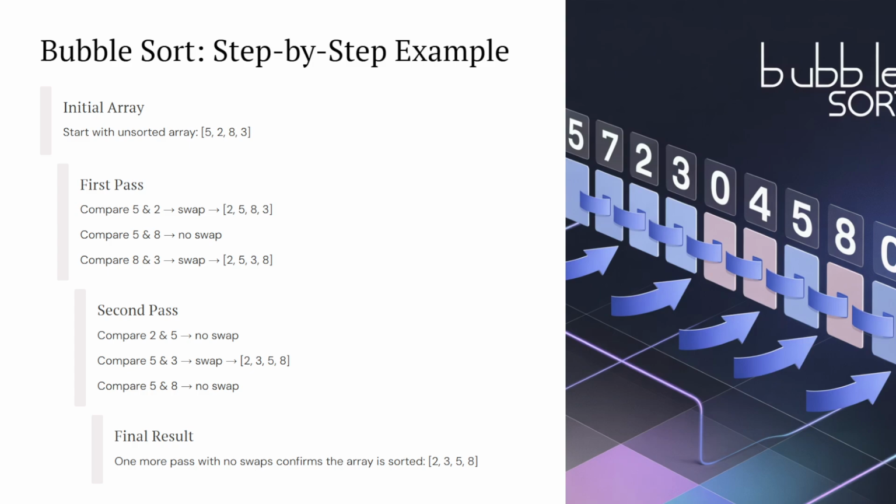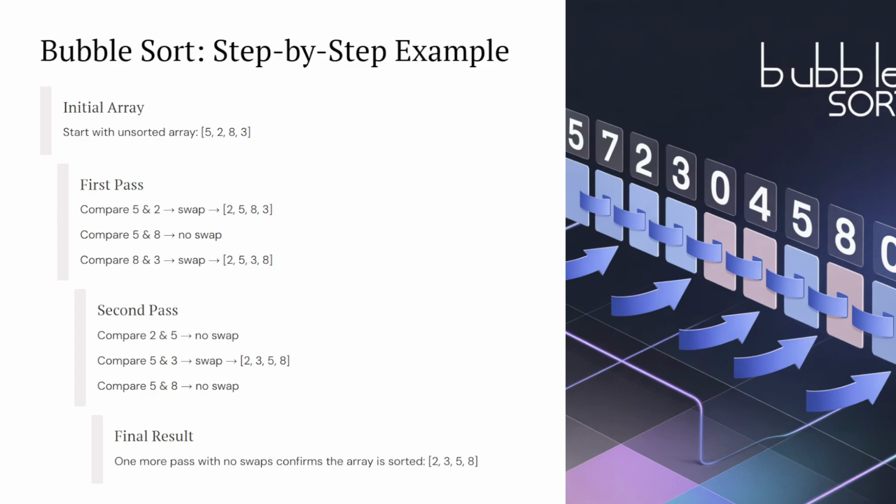Then it gives us this. Compare 5 and 8, we'll say no swap, and then compare 8 and 3, swap, and then gives us this. So on the second pass, we compare 2 and 5, there will be no swap. We compare 5 and 3, swap, and then we'll have this.